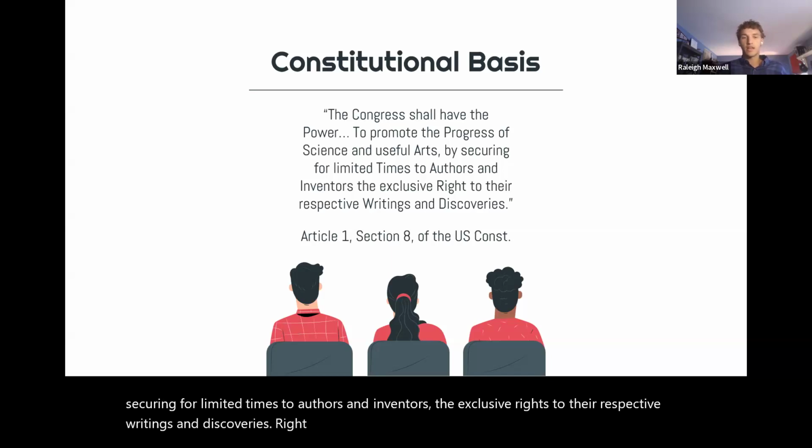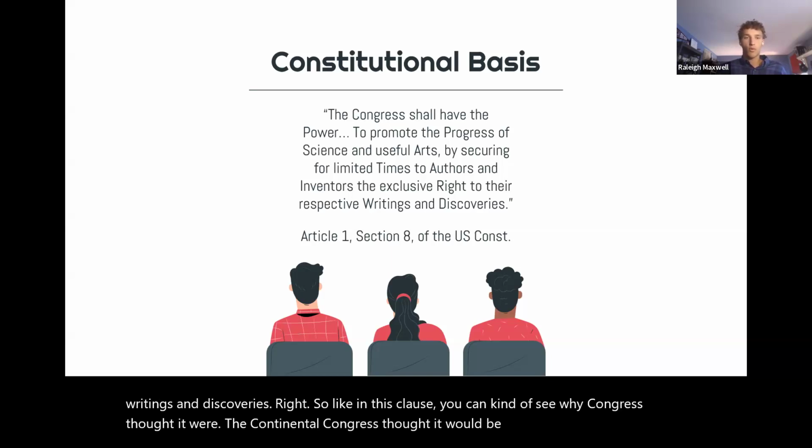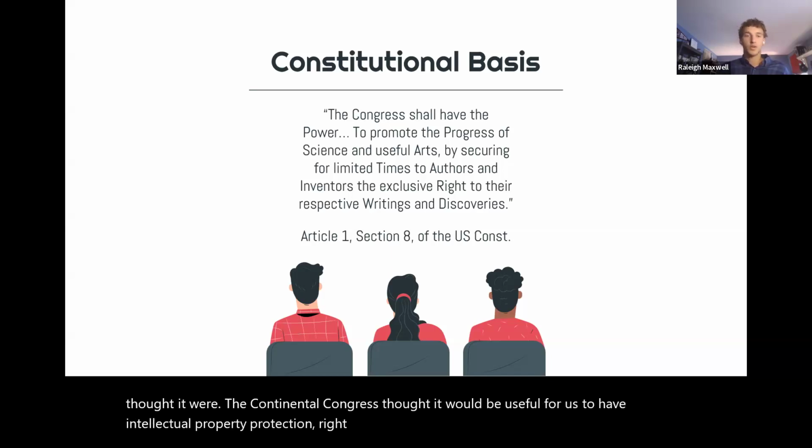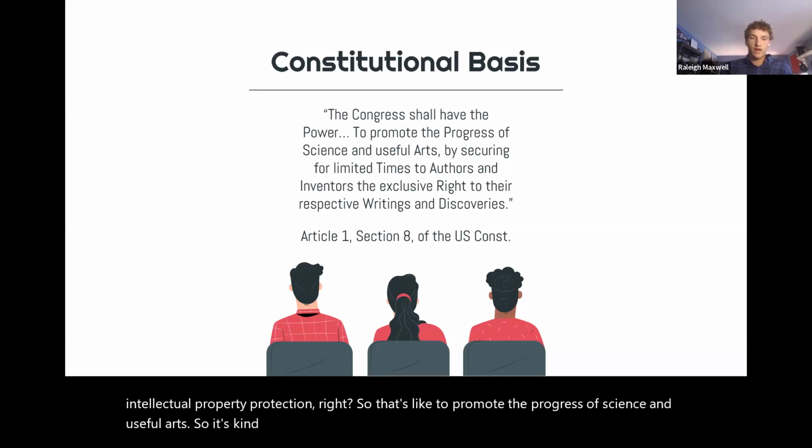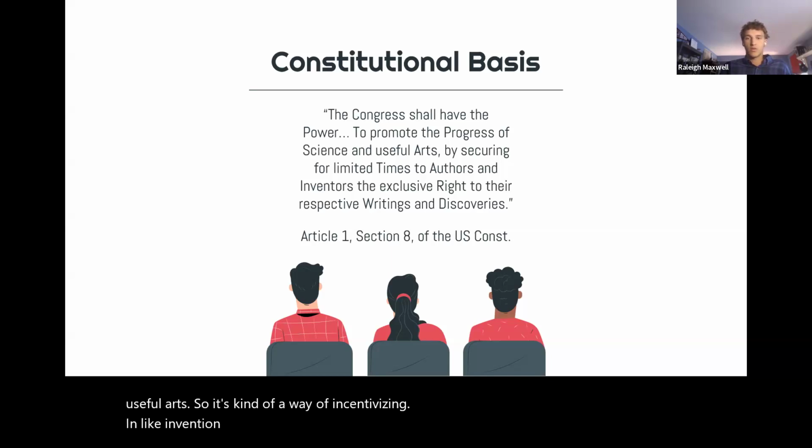Right. In this clause, you can see why the Continental Congress thought it would be useful for us to have intellectual property protection. That's to promote the progress of science and useful arts. So it's a way of incentivizing invention, incentivizing innovation, right?